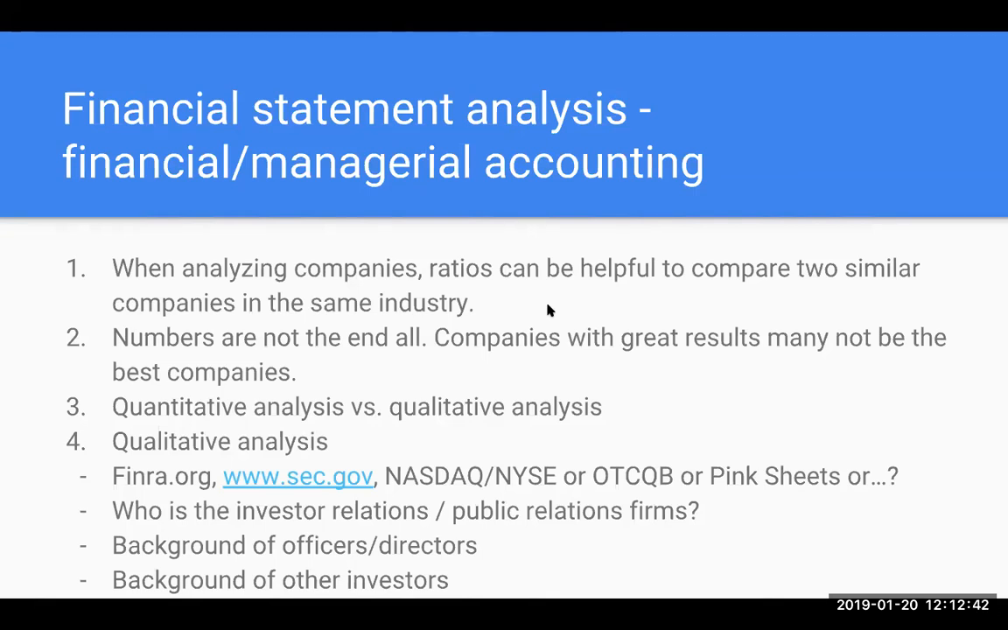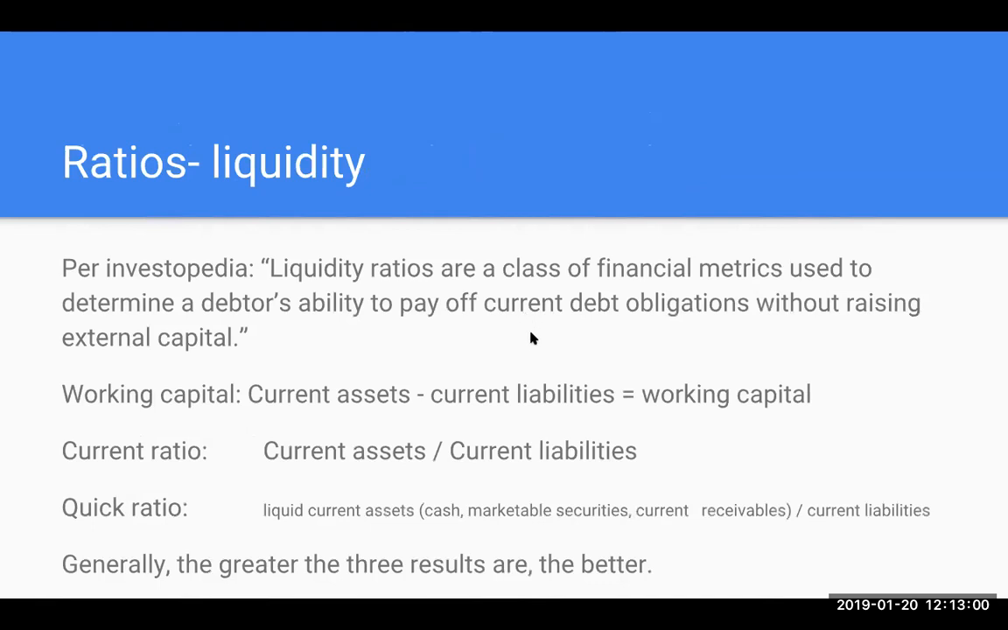But again, the qualitative analysis side is really looking at the surroundings of the company that you're dealing with. And I'm just listing this here because I don't want you to be looking at the numbers alone when you're doing financial statement analysis. So we have our first set of ratios, and I've split up this presentation into 4 different parts for the different types of ratios.